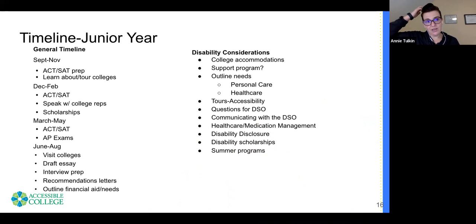I put together just a general timeline here of what students have coming up. And the reason I put this up like this is because I think it's really helpful to see how much stuff happens in that junior and senior year.